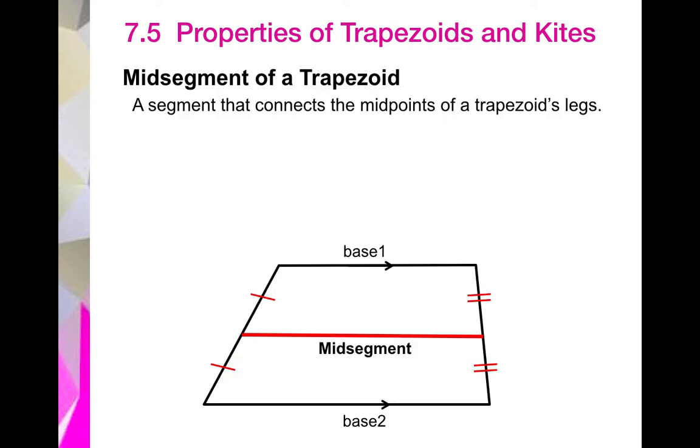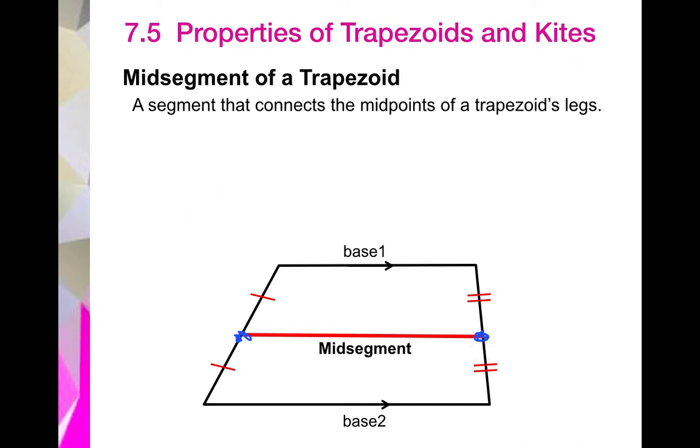The midsegment of a trapezoid is special. Just like we have the midsegment of a triangle, the midsegment of a trapezoid is formed by the midpoints of the two non-parallel sides. So it splits each one of these sides into congruent segments.